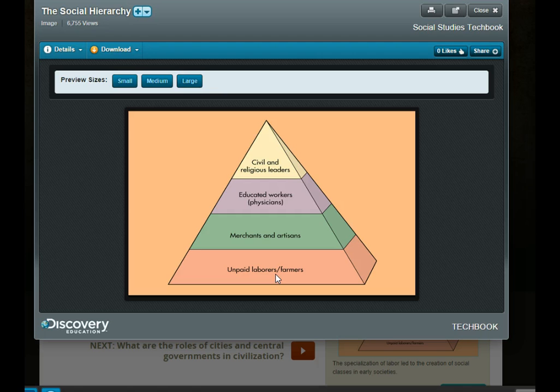Here's the challenge question for you. Do we have social classes today in our world? And if so, if you were to draw a social class pyramid, would it look similar to this? Would it be different? How so? That may be a challenge we look at either on Tuesday or Wednesday in class.